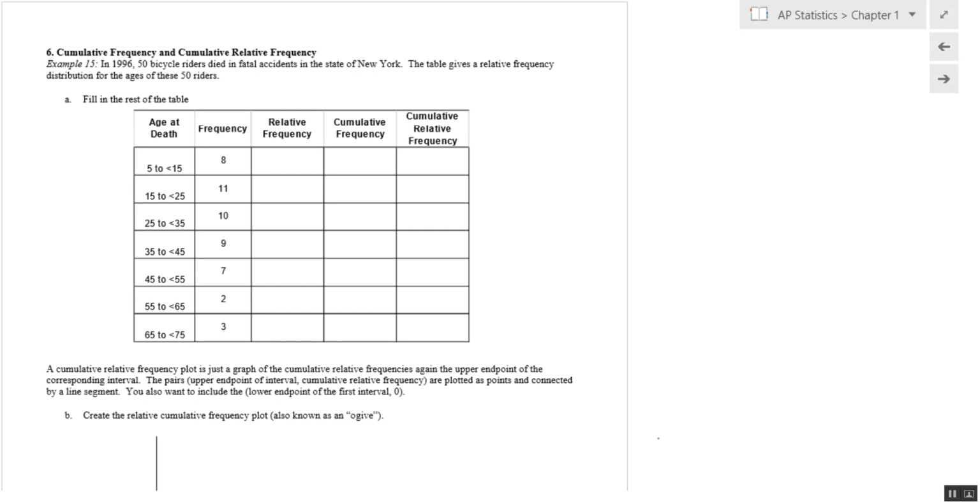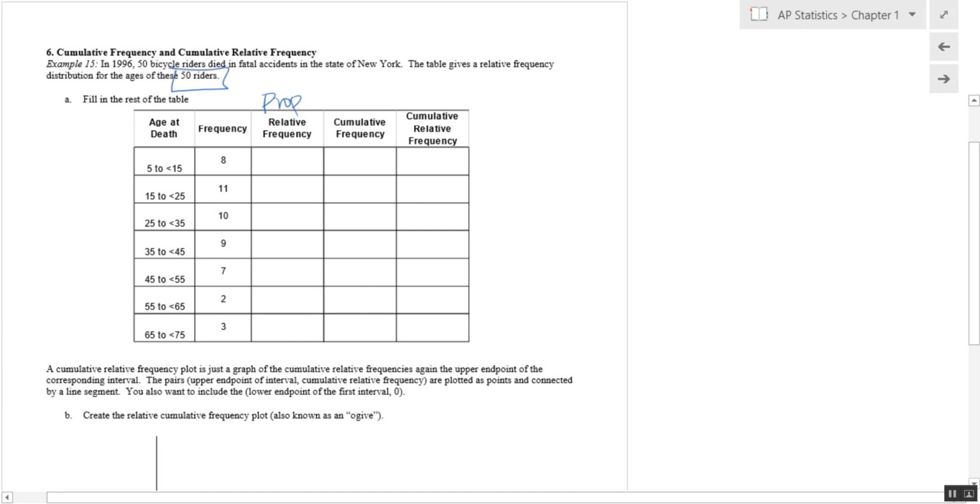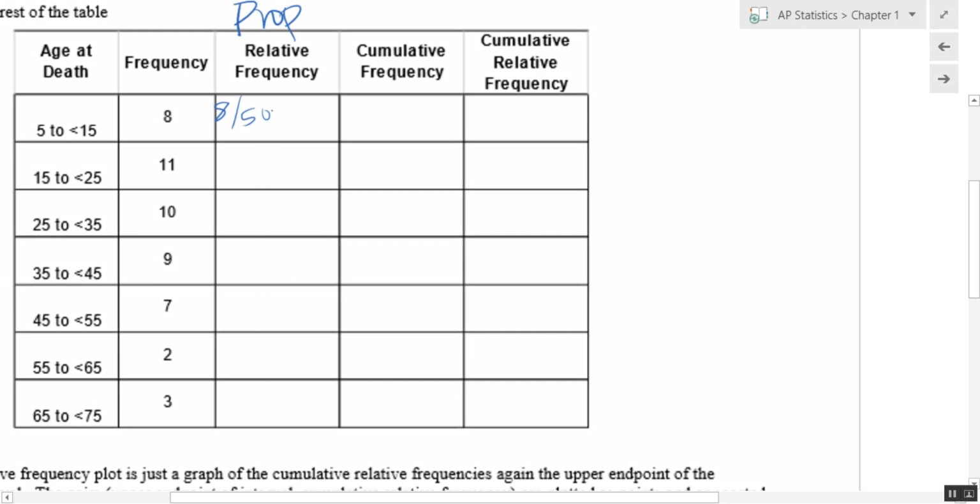So frequency, that's just the count of people who fit in this category. So people who are 5 to less than 15, there are 8 people, so on and so on. Okay. Relative frequency, again, that just means we're going to write it as a proportion. So there were 50 total riders. So for the first one, we're just going to be doing 8 out of 50. So that's going to be 0.16. We have 11 out of 50.